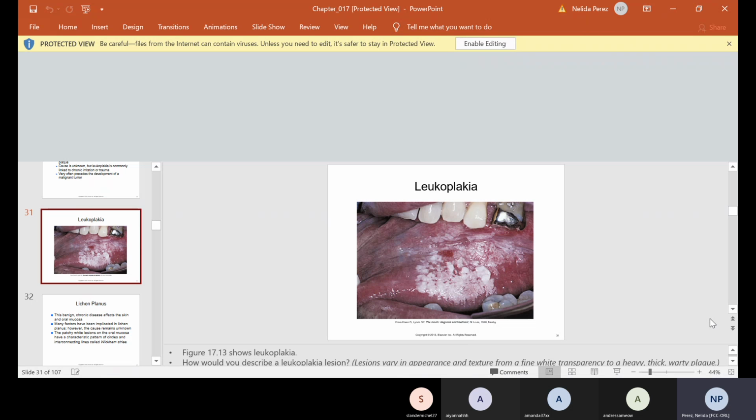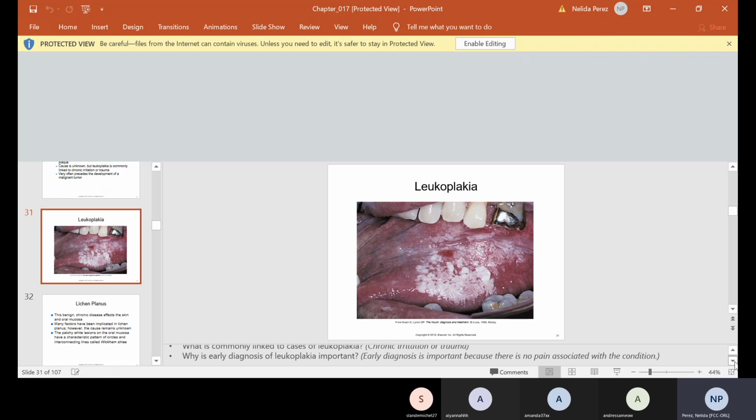This white is pretty thick. Okay, it looks like warts. If you've ever seen warts, it looks like warts, but they're white. Early diagnosis is important because there's no pain associated with this condition. So usually, also when the patient goes into the office to have their first examination, the doctor usually checks their tongue, under their tongue, on the sides of their tongue. And again, guys, if you're in the patient's mouth and you happen to move the tongue with the mirror and you see something, let the doctor know that you saw something, okay?